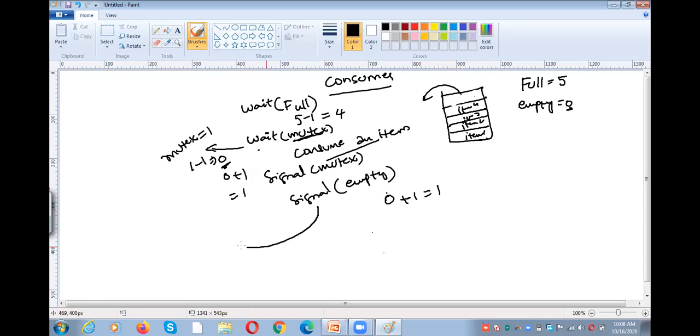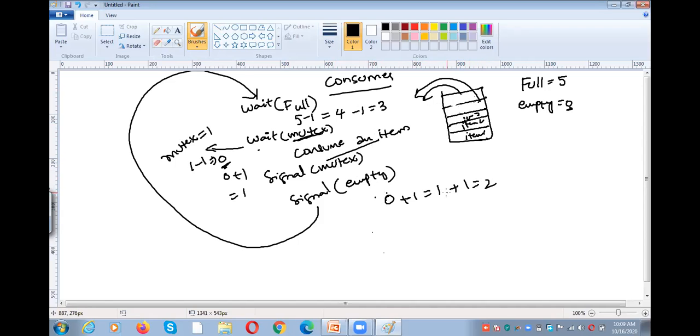After that, again what do you need to do? Again you need to perform the same operations. Again you are trying to remove an item from the buffer, the next item. So automatically full will be reduced. 4 minus 1, 3. Consume an item. In order to consume an item, you need to perform wait of mutex. After consuming the item, you need to perform the signal operation. If you consume the next item, empty positions are increased, so you signal of empty. So 2.